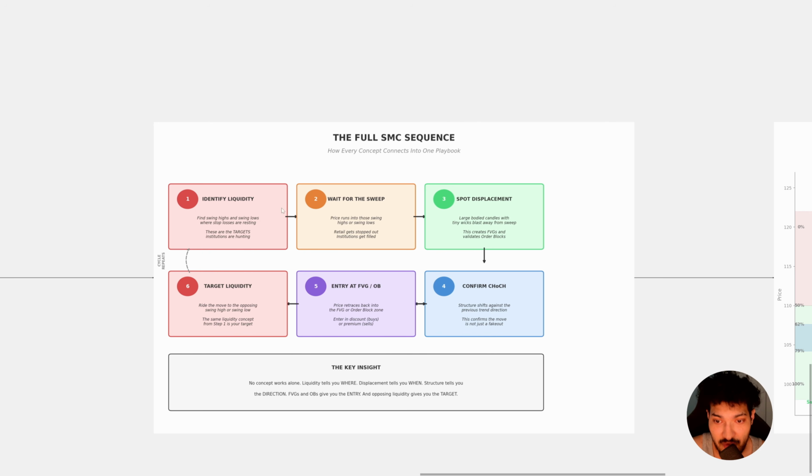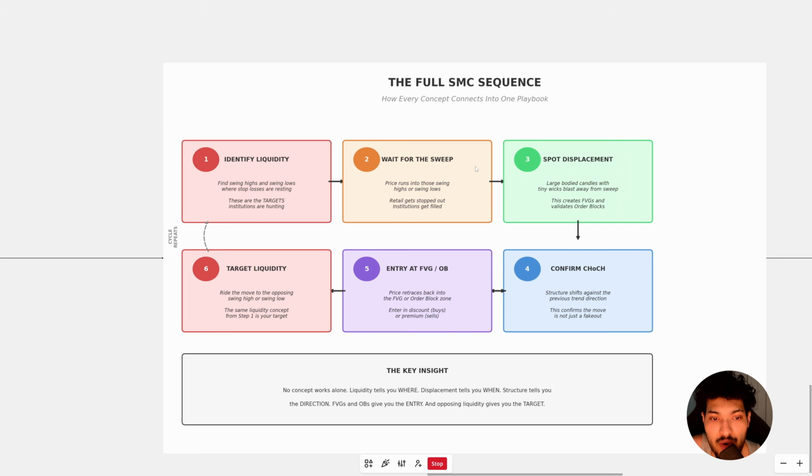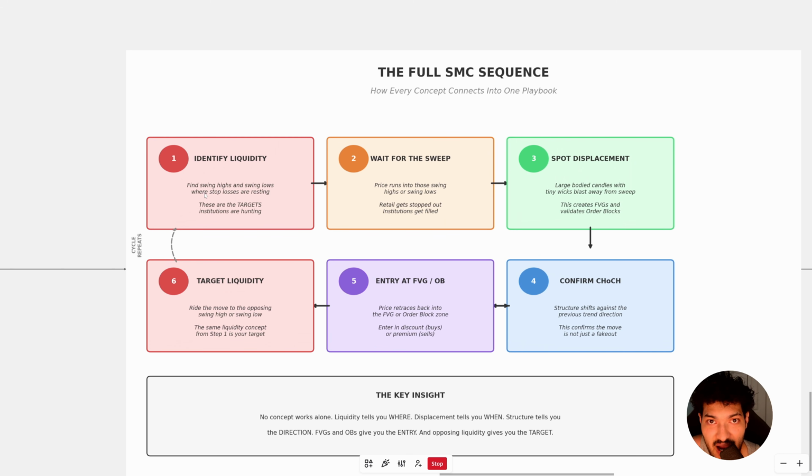Then you confirm it with the breaker structure and the change of character. You enter at the order block or the fair value gap, and then you just target some opposing liquidity, which is going to be a swing high or swing low. It's that simple. But let's go into it specifically, right? You first find the swing highs and the swing lows. This is where the stops are resting.